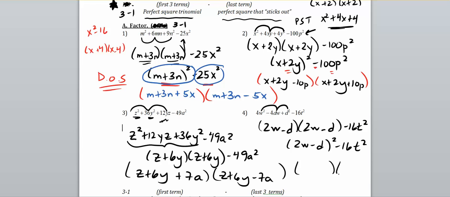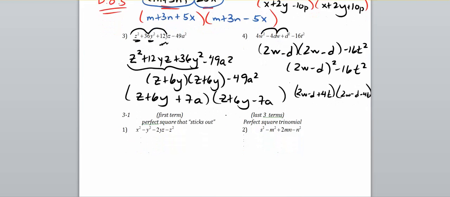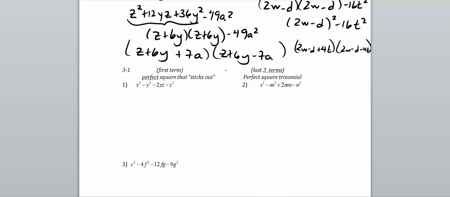So I make two parentheses and say, okay, the square root is 2w minus d, 2w minus d, and then I have 4t. One of them's a plus, one of them's a minus. So that's how you factor your 3 ones. All right, then we're going to go to 1 3s. And so kind of yours will be fixed.